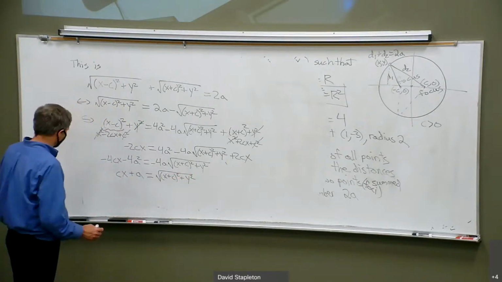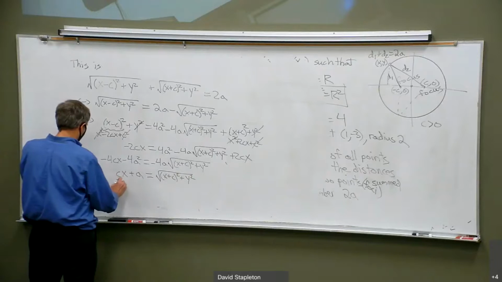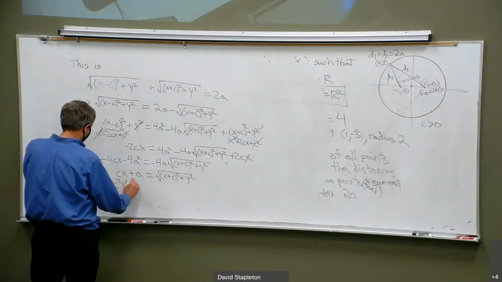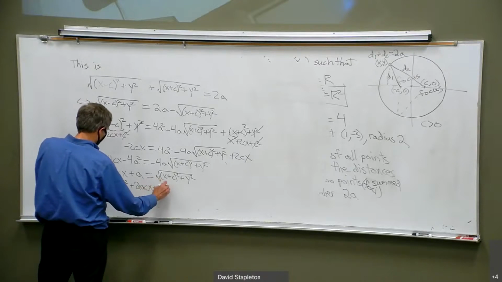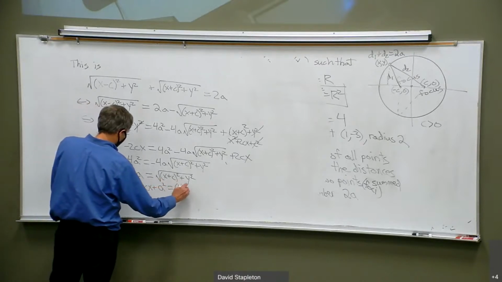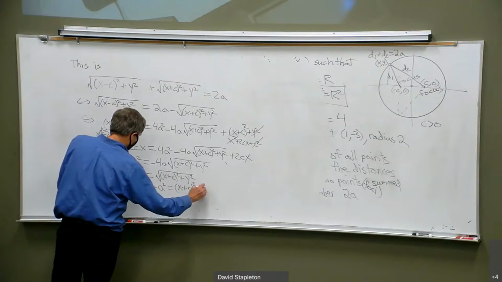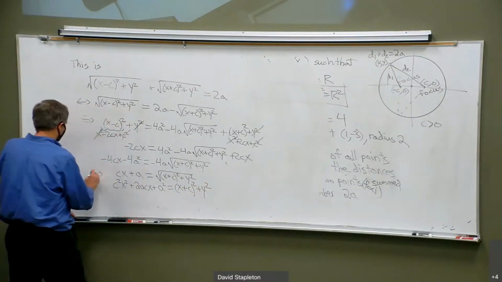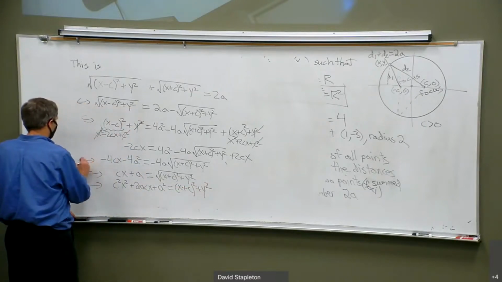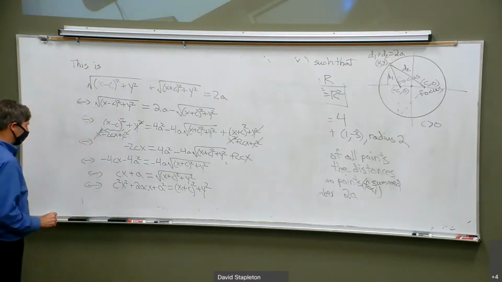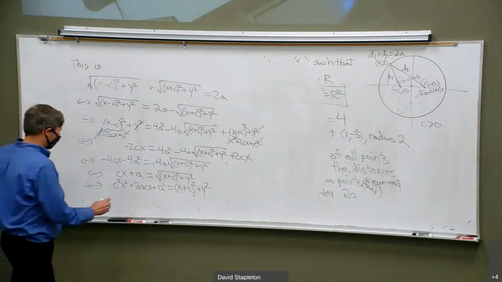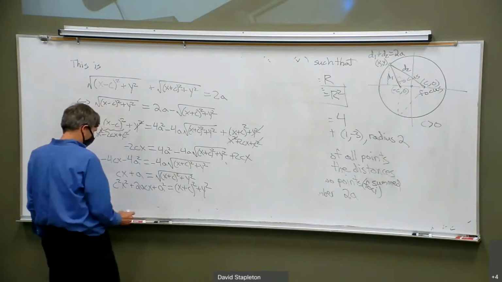So I square again, and I get c squared x squared over a squared plus 2acx over a plus a squared equals x plus c squared plus y squared. So all these are equivalent. You have to be careful squaring both sides, but now what have we got? Let's see.